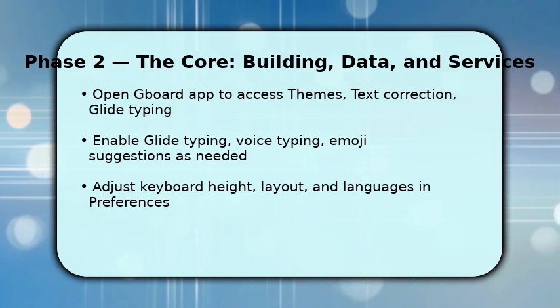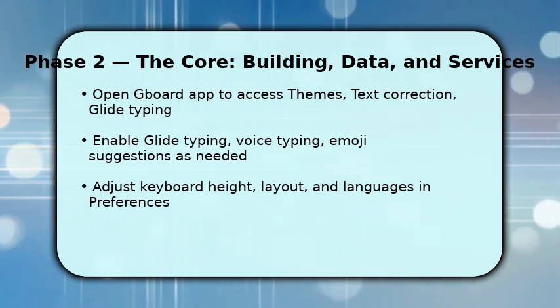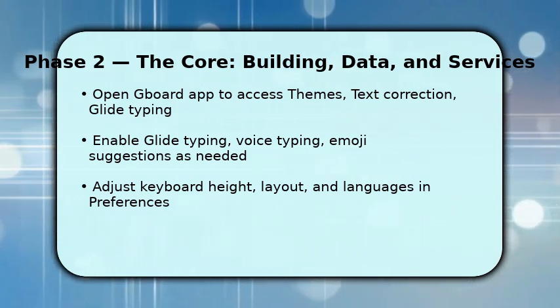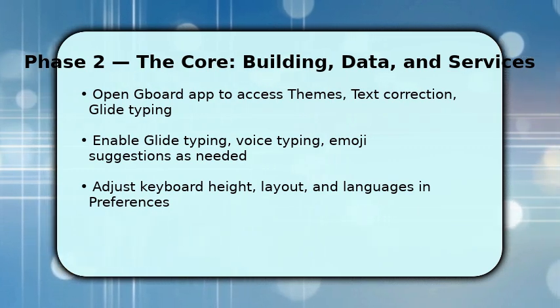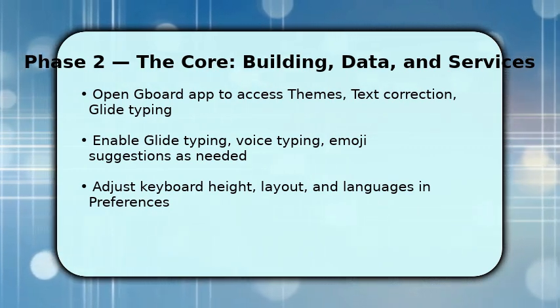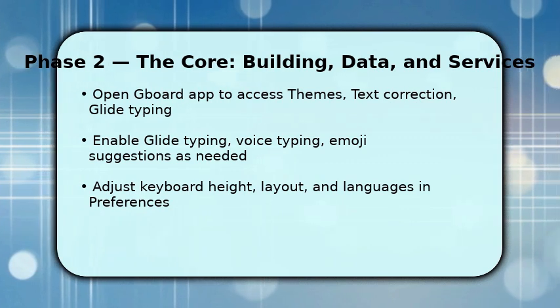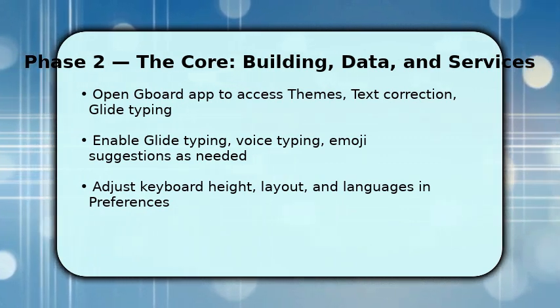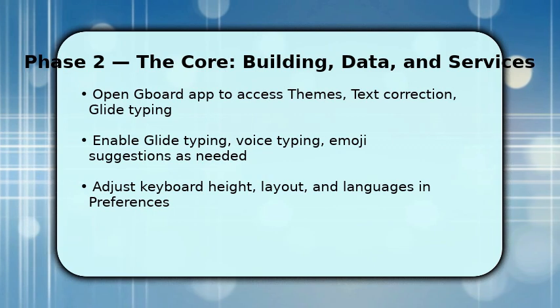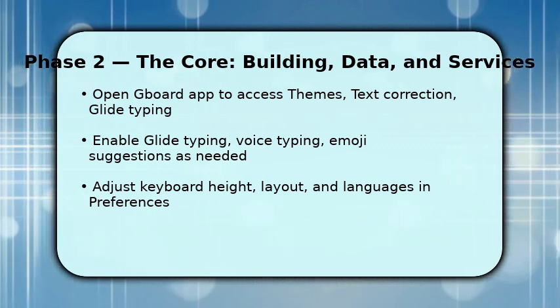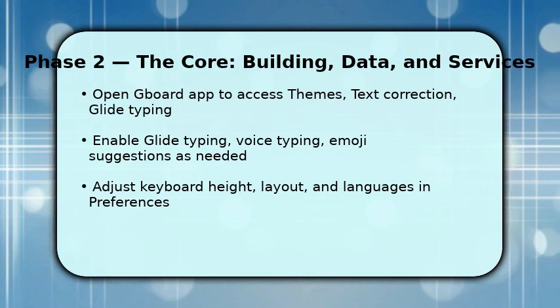Back in Settings, enable glide typing and voice typing so you can swipe words or speak messages hands-free. Add languages under Languages to switch quickly. Make sure predictive text and emoji suggestions are turned on for richer input. These changes fine-tune how you type and why each option speeds common tasks.